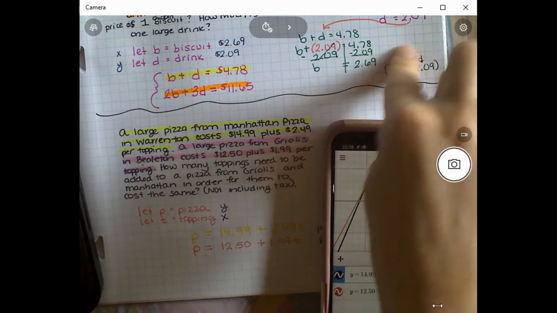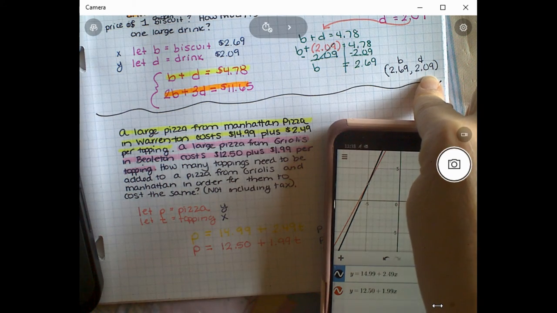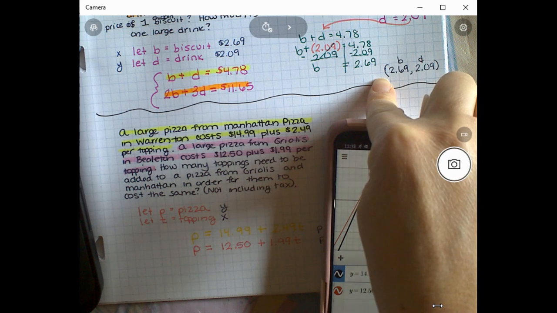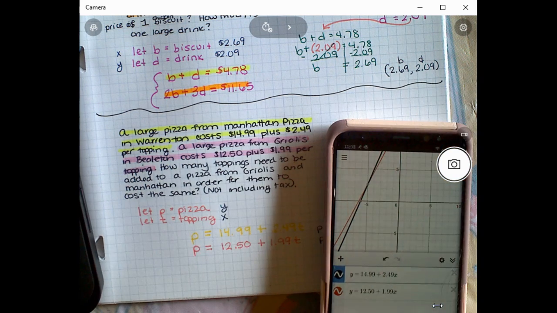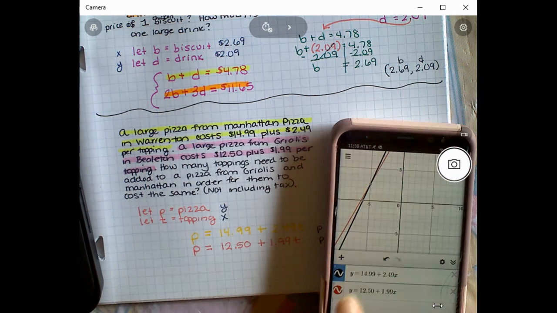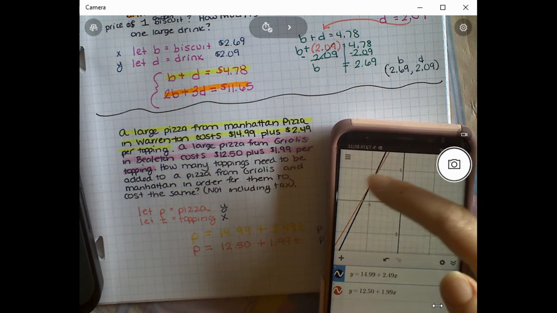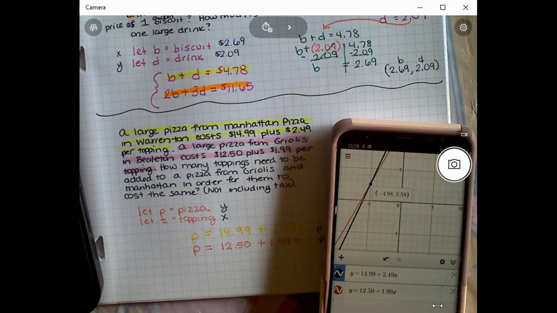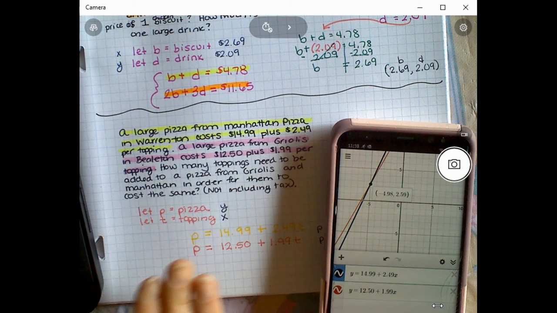And this problem made sense. It's $2.09 for a large drink and $2.69 for a chicken biscuit. But even though we did this one correctly, the answer doesn't make a lot of sense. We're not going to put -5 toppings on a pizza and then pay $2.59. So it's just a weird problem, but that's how math works. Sometimes it works beautifully and sometimes it's a mess, and we need to be able to interpret what that means.